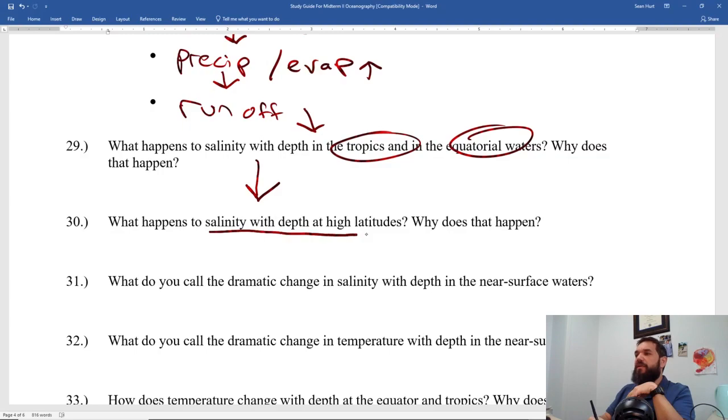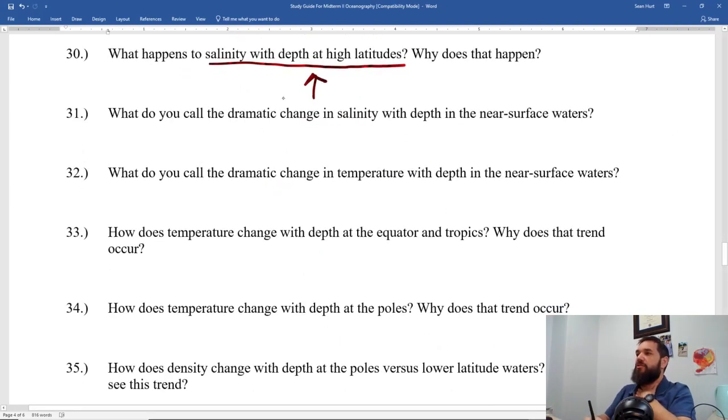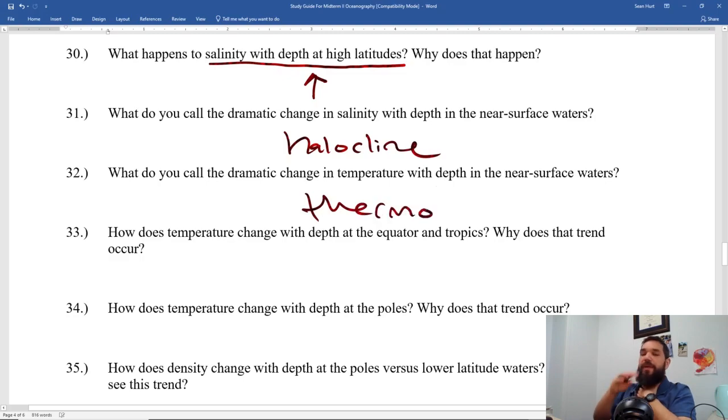Now, what happens to salinity with depth at high latitudes? Like I said, it's the opposite. It goes up. It increases. And the reason it increases, like I said, is that there is no thermocline at the poles. So there's no cold water to buoy up and lift up the salty water. So as soon as salty water forms from ice formation, it just sinks right to the bottom, goes straight down. So what do you call that dramatic change in salinity with depth in the near surface water? Of course, that's called the halocline. Make sure you know that. Thermocline is when you have that dramatic change in temperature in the near surface water.